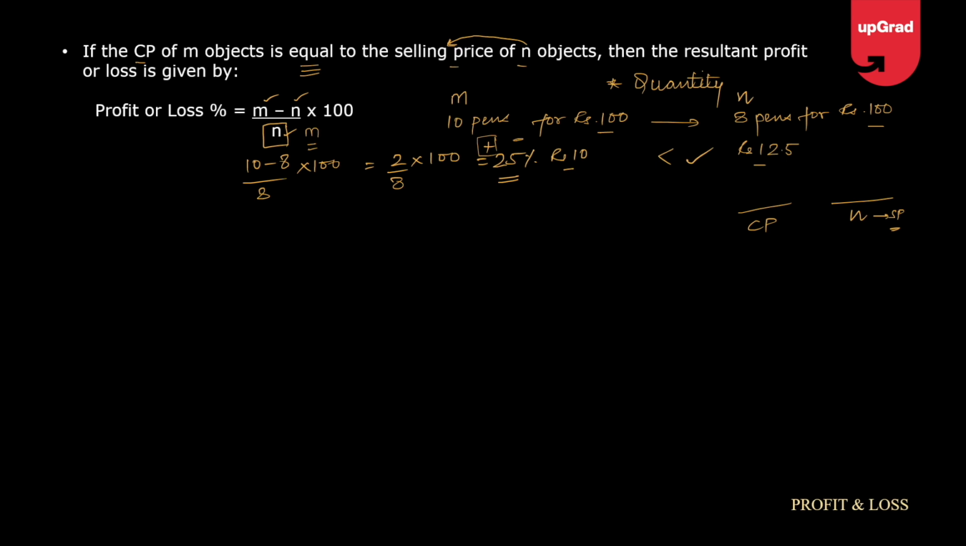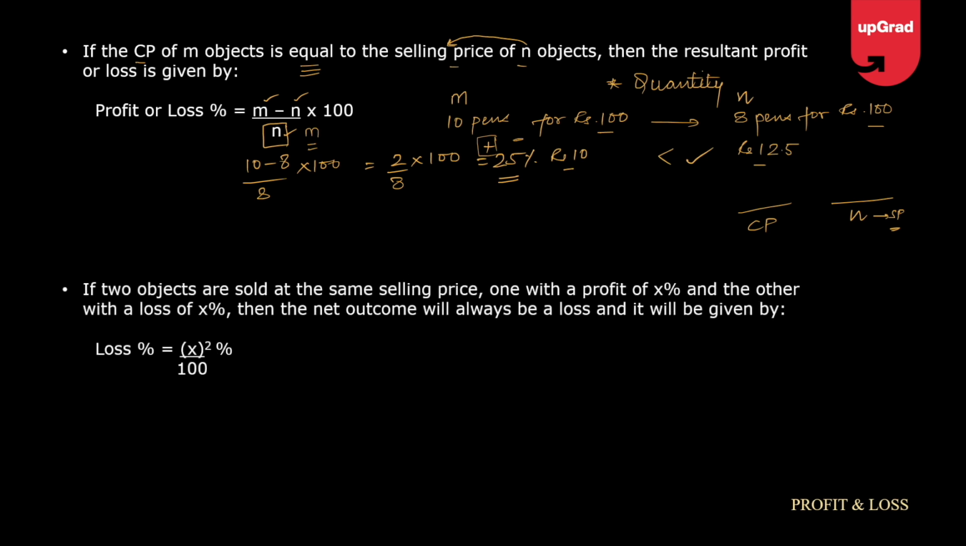Let's take another concept first of all. This is another very, very important concept. If two objects are sold at the same selling price, one with a profit of X% and the other with a loss of X%, then the net outcome will always be a loss, and it will be given by loss percentage is equal to X square by 100%. Now let me explain this once again.